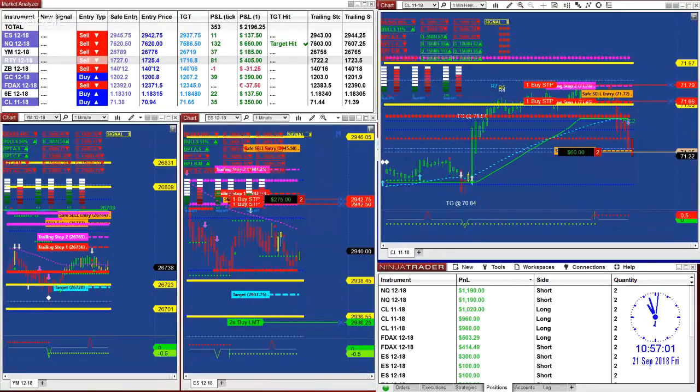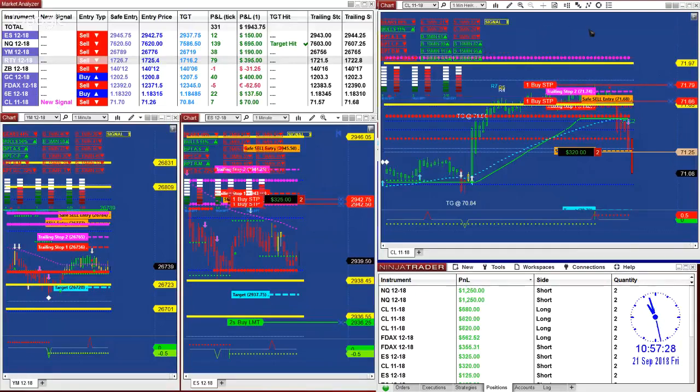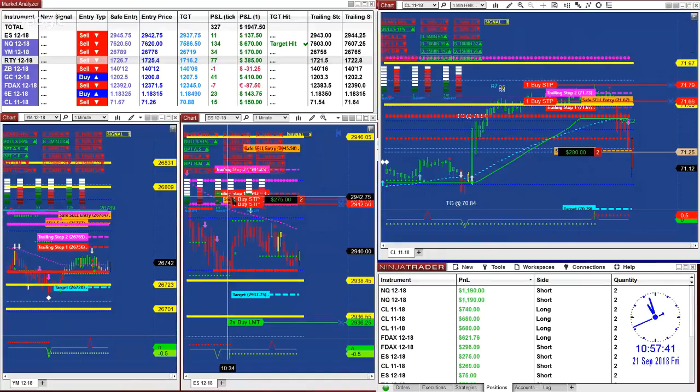Oh, we have a new signal on the CL. Amazing. Okay, this is very nice. Here it is, a new signal on the CL. The entry is 71.26, target is 70.84. Beautiful. I didn't see it. You see, I was sitting bubbling here. So it's going directly to the target. This is really nice. Okay, you're coming to the target.